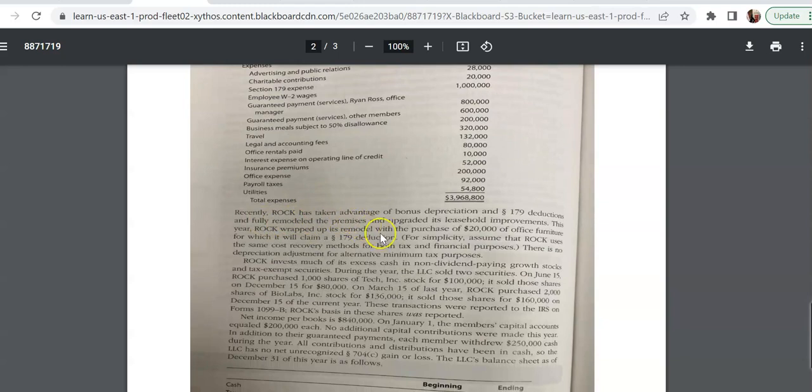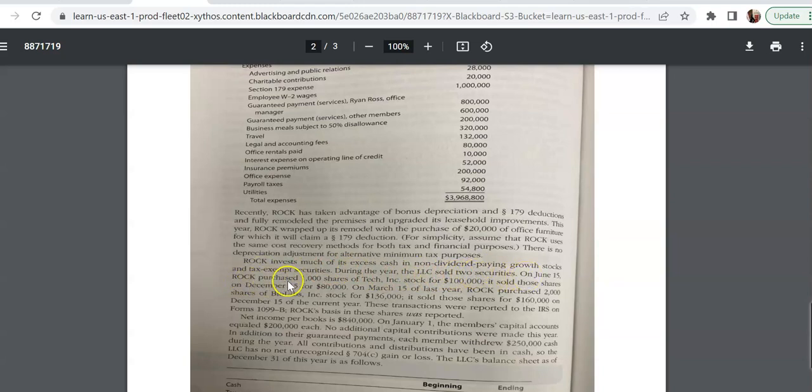Recently, Rock has taken advantage of bonus depreciation and Section 179 deductions and fully remodeled the premises and upgraded its leasehold improvements. This year, Rock wrapped up its remodel with the purchase of $20,000 of office furniture, for which it will claim a Section 179 deduction. For simplicity, assume that Rock uses the same cost recovery methods for both tax and financial purposes. No depreciation adjustment for Altman. Rock invests much of his excess cash in non-dividend paying growth stocks and tax-exempt securities. During the year, the LLC sold two securities.